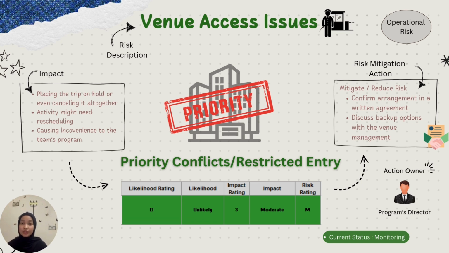Hence, the likelihood for this risk is D, which means it is considered unlikely to happen. The impact is rated 3 out of 5, indicating moderate consequences. As a result, the overall risk rating is M, which implies that it is a moderate risk and it is important for the program director to take action to monitor the risk. For the risk mitigation action, the program director can ensure all arrangements are confirmed in writing, including specific details about the programs. They also need to discuss backup options with the venue management if an overlap happens.